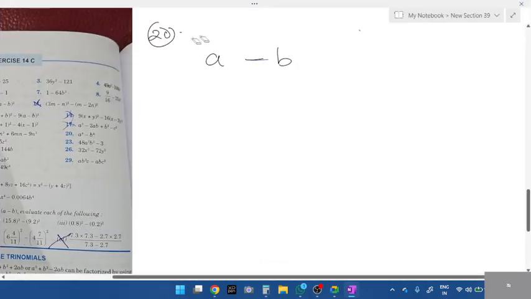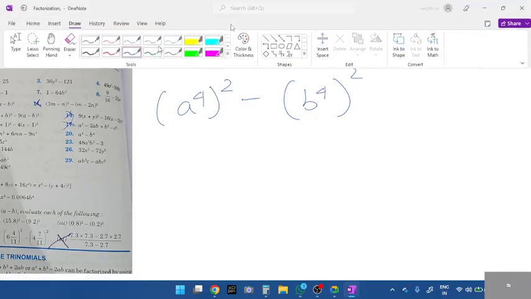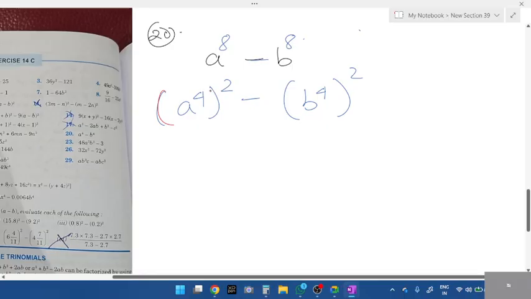A to the power of 8 minus B to the power of 8. Yes, Amani, answer this. How do you first convert it? I need power 2. If I convert, what do I get? Okay, A to the power of 4 minus B to the power of 4. Very good. Isn't it A square minus B square now? The whole square. So what's the answer? What is (A plus B) into (A minus B)? A4 plus B4 into A4 minus B4.